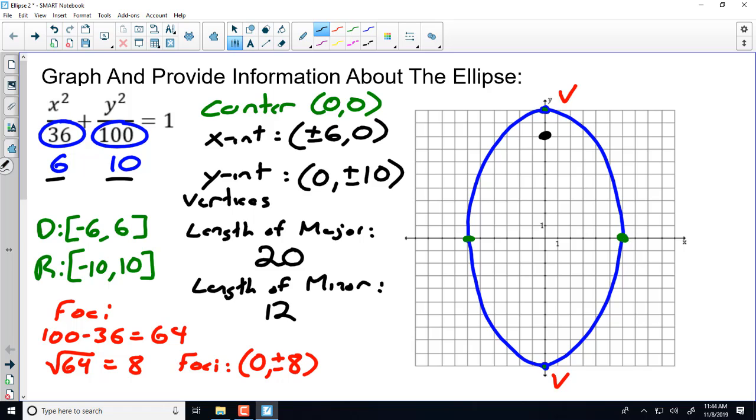So there's one right there, and there's one right there. So we got everything up here.